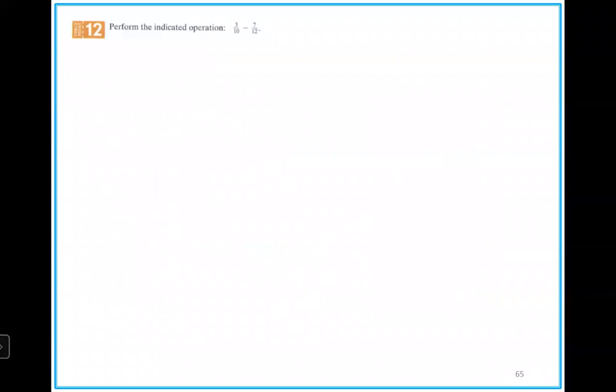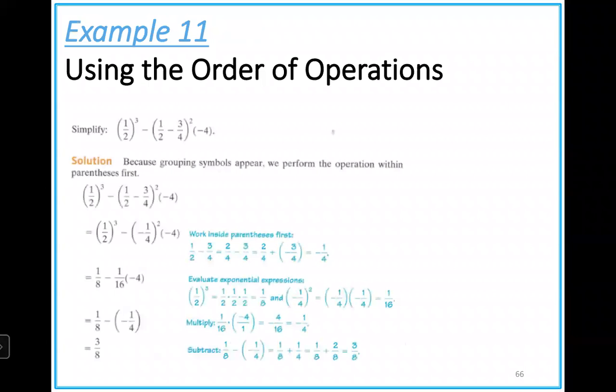All right, so now I'm not going to do this one. I'm going to skip that. Okay, so example 11 here. So the same rules that apply for order of operations with integers will also apply here when it comes to fractions. This will be on your PowerPoint when I send it to you. So I'm not going to go through it, but it's the same process.